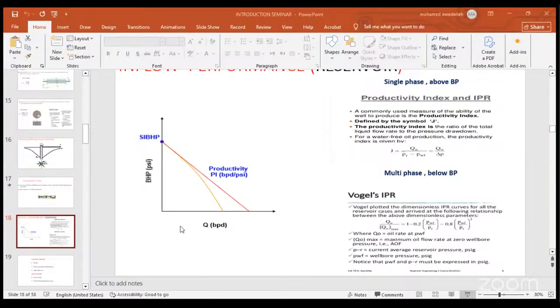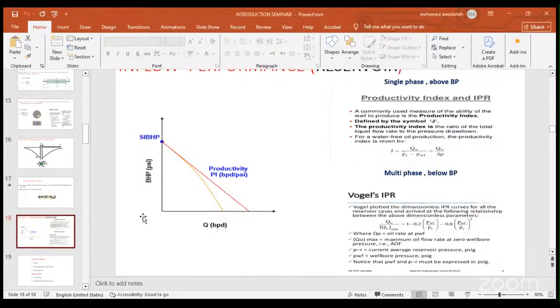The straight line can be drawn only in the case of single phase. Single phase means no gas presence inside the reservoir, or that the pressure is above the bubble point. So the IPR will be a straight line. But what will be the case if the reservoir is below the bubble point? Below the bubble point means that there will be free gas in the system. So there is another equation expressing the inflow performance, which is the Vogel IPR. Here is the equation that describes the IPR in multi-phase, in the case that reservoir pressure is below the bubble point. And when we want to draw it, it will be this curved line, which describes the IPR in multi-phase.